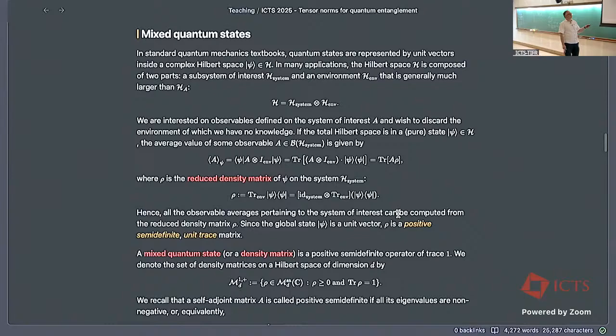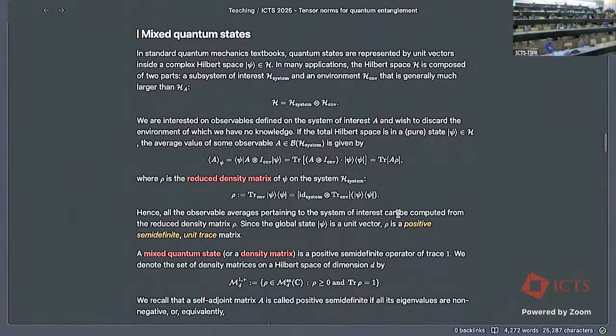And now you have this trace of A tensor the identity times psi. And what you get is the same thing as trace of A times rho, where rho is the partial trace of this psi over the environment. So it's the matrix you will get by acting with the identity on the system part and the trace on the environment part on this bipartite matrix psi. So this is the density matrix. The density matrix is positive semi-definite and it has trace 1. The fact that it's positive semi-definite comes from the fact that this projector on psi is positive semi-definite and I'm taking its partial trace. And the fact that it has unit trace comes from the fact that psi had norm 1 inside H. So we'll see this kind of theme appearing later.